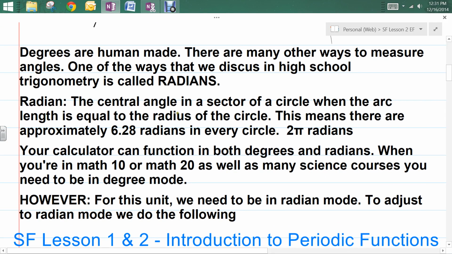So a radian is the central angle in a sector of a circle when the arc length is equal to the radius of the circle. There are approximately 6.28 radians in every circle, or 2 pi.